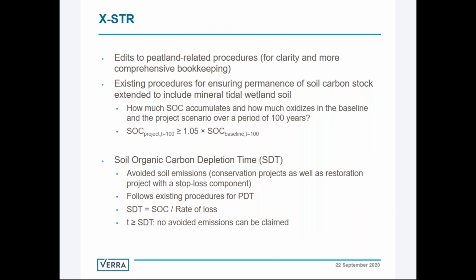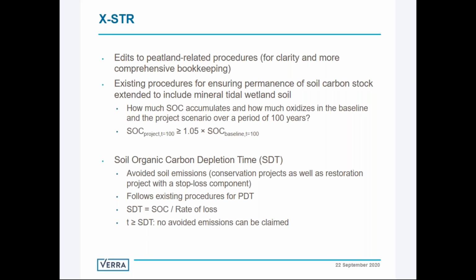So I have just a couple of slides with some details on modules that we worked on. As I mentioned, the stratification module is very important, and Steve Crooks will provide you with some additional details. But here I just want to mention that we added procedures to make sure that the project meets some permanence requirements, which, as you may be aware, includes procedures that cover a time period of 100 years.